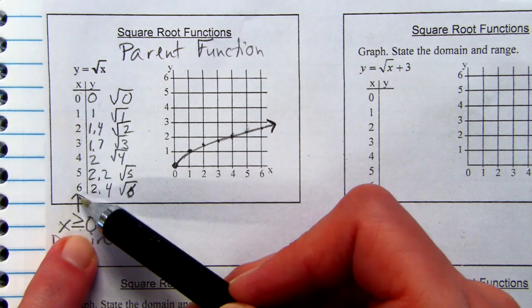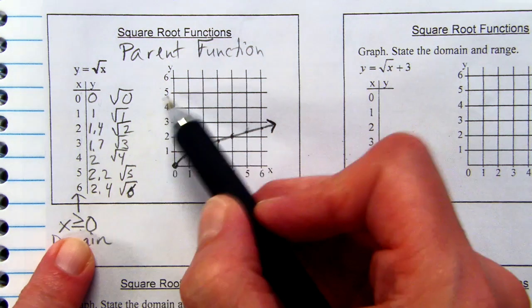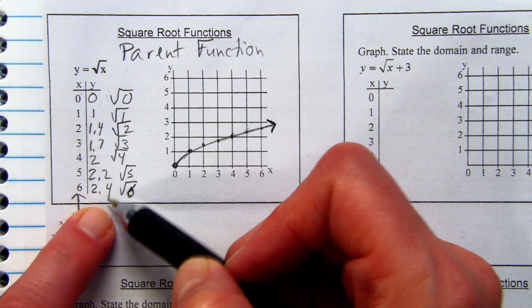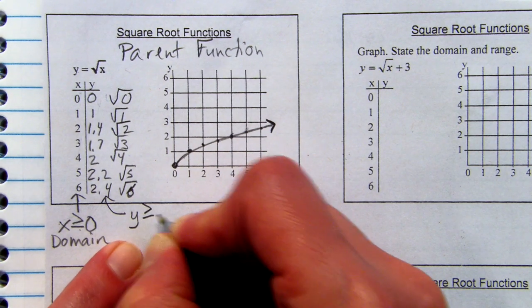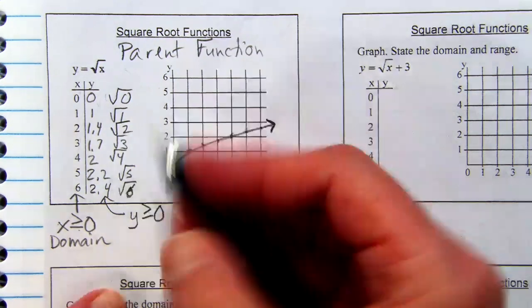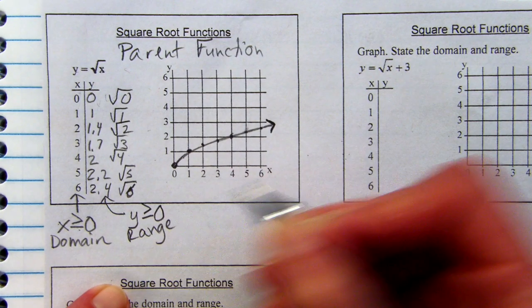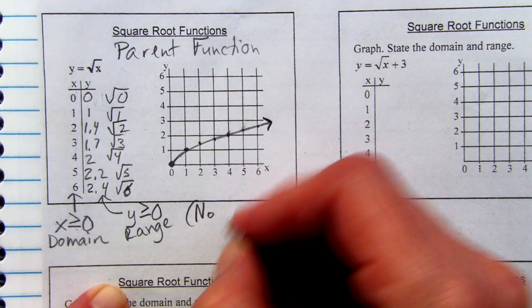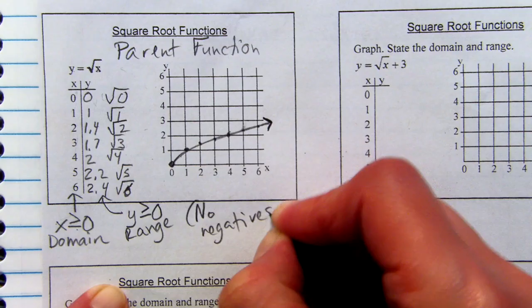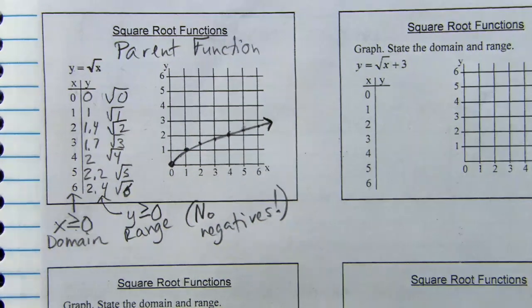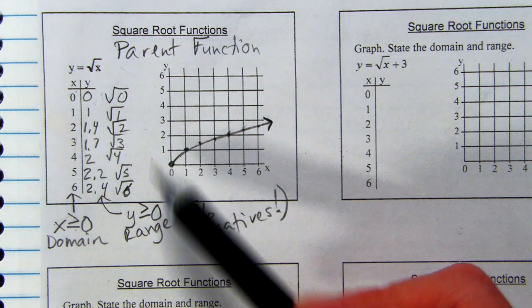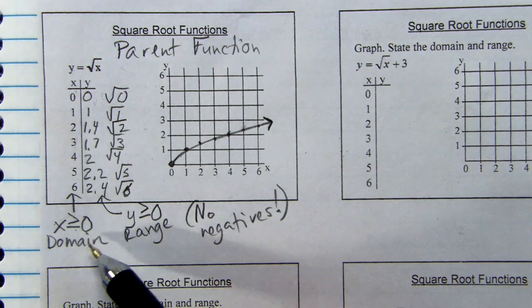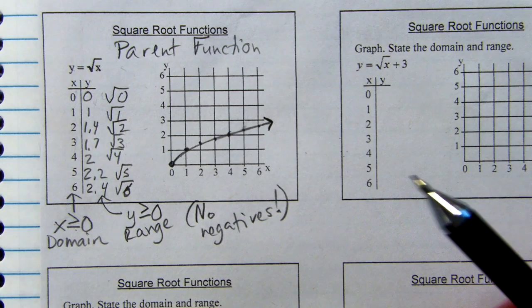And so we talk about the domain, these numbers all being greater than or equal to 0. When I put those numbers in and we see the numbers that come out, we also see that our y's are going to be greater than or equal to 0. I am not going to have any negatives for the domain or the range. Now, we're going to move this function around, and sometimes there will be some negatives if we move it from this parent function, but this is what domain and range is for the parent function.